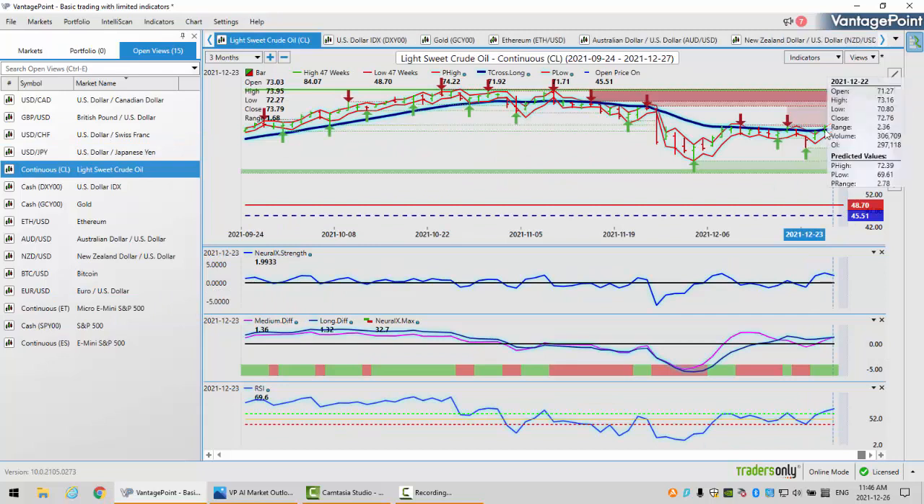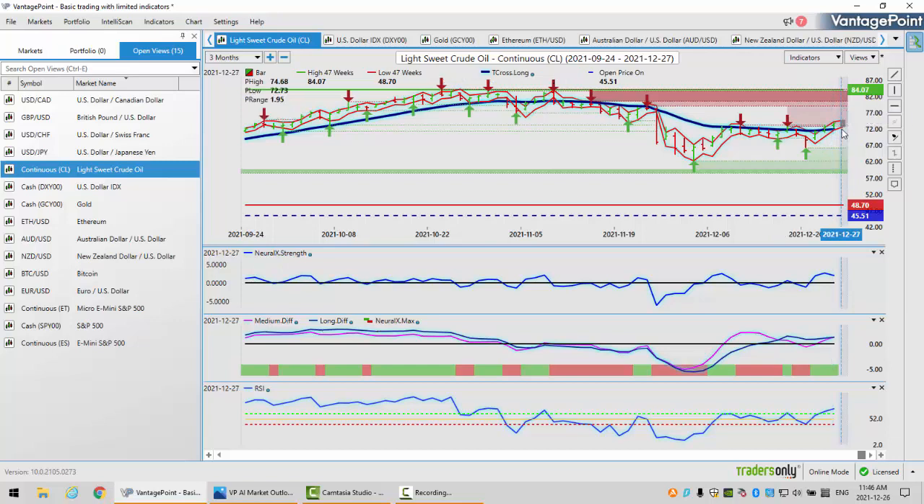Now, we've closed above our T-cross long. That level is coming in at about 71.92. That represents our support level for Monday and Tuesday of next week. Our Vantage Point predicted low for the day is 72.73. So we identify our buy zone between the predicted low, which is coming in at 72.73, and our T-cross long at 72.27. So all of our support is sitting right there.